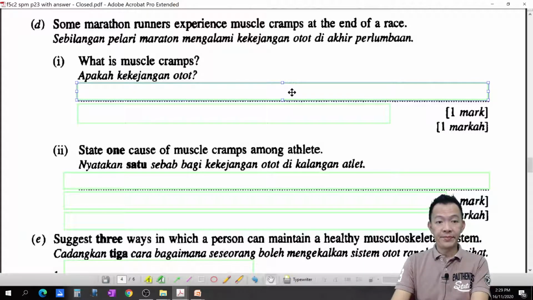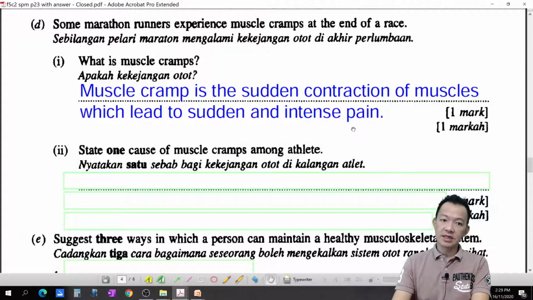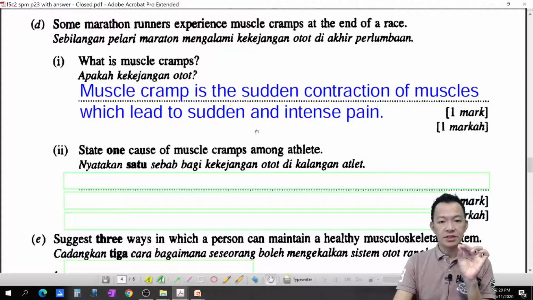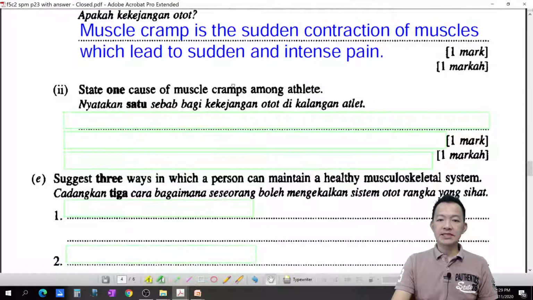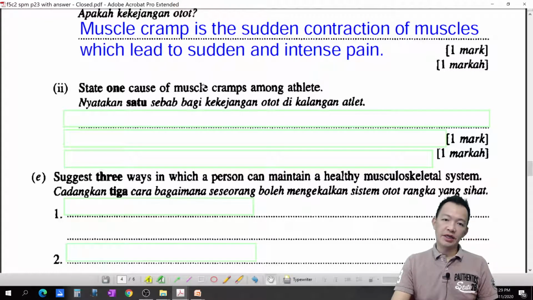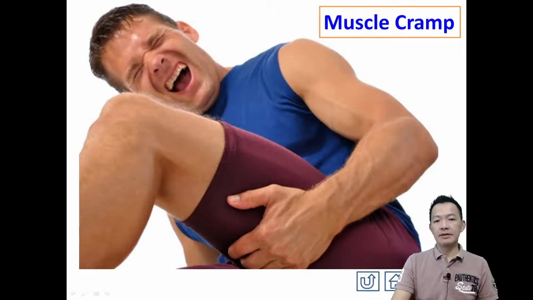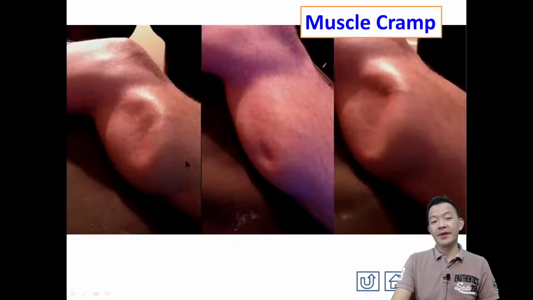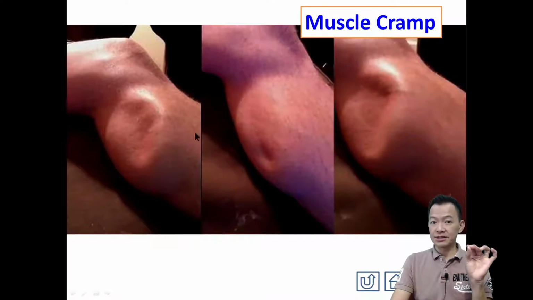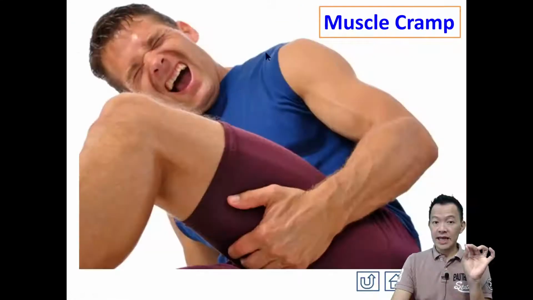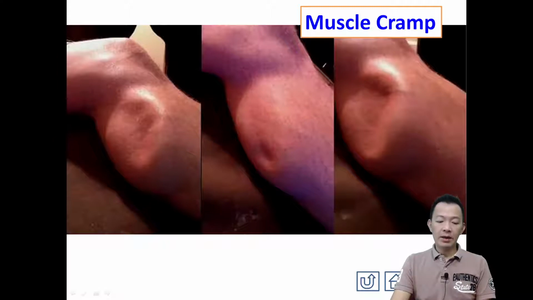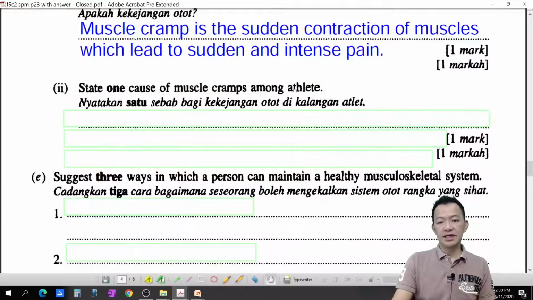So what's meant by muscle cramps? 什么叫肌肉抽筋呢? It's a sudden condition, 一种突然间发生的情况, that the muscle contracts, okay, muscle 它自己收缩, and it can cause pain, 它会造成你很痛啊. So muscle cramp is a sudden contraction of the muscle, which leads to sudden and intense pain. 造成你突然间会很痛。muscle 突然间收缩，然后突然间变得很痛，这种就叫抽筋. State one cause of muscle cramps among athletes. 为什么运动员他的肌肉会抽筋呢? 他要跑要输的时候啊，他可能就会抽筋了。跑第一名那个很少抽筋的。乱乱讲啊，对不起，开玩笑.